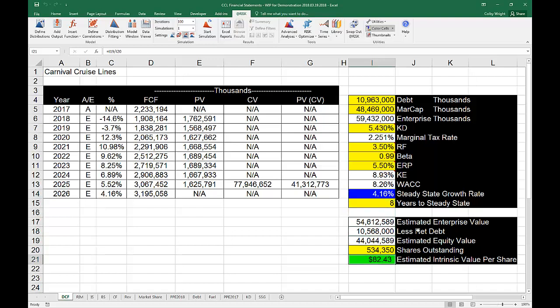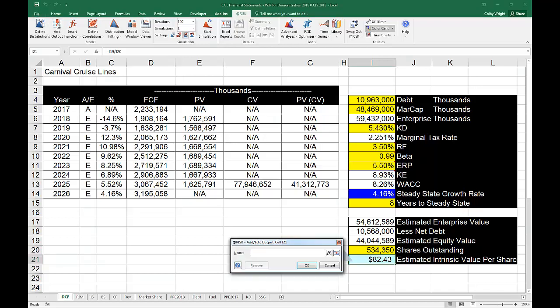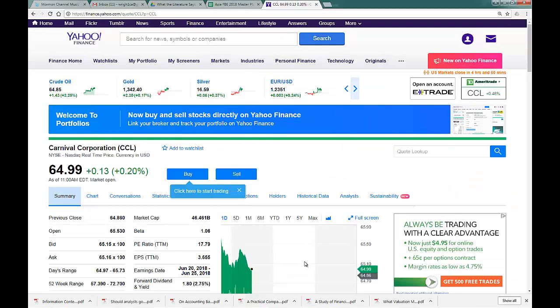Then we would come down here and identify our intrinsic value as our output. So I would just put my cursor on the $82.43, I would add the output, and I'm just going to name it my intrinsic value. Click OK, and hope that your Excel doesn't lock up on you.